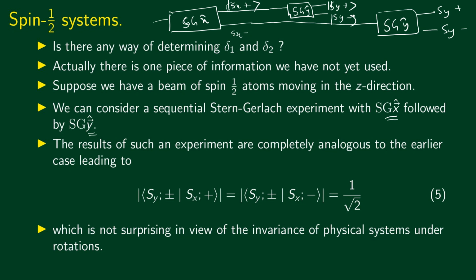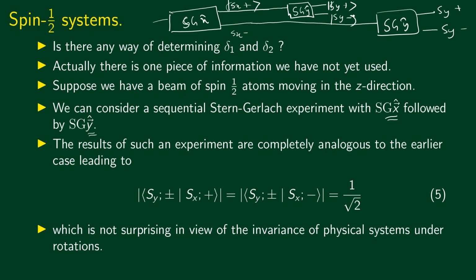Now this is not surprising in view of the invariance of physical systems under rotations. This is a basic fundamental symmetry of nature. You might have already discussed this rotational symmetry. This means basically that by pointing our apparatus in different directions, we should get the same result, because all directions are equivalent. All directions are equal in space. There's no preferred direction in space, so to speak. We say that space is isotropic. So I hope this is clear.